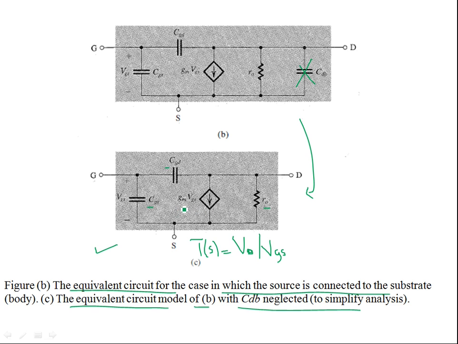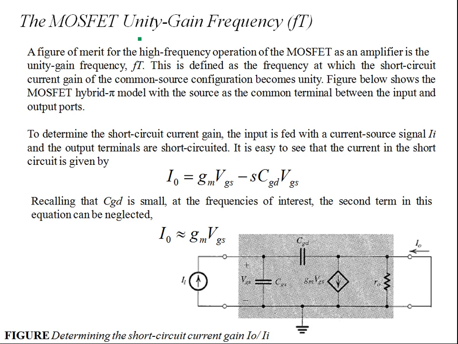And then you have to consider the transconductance gain, which is a small signal parameter, multiplied by the VGS, which is the input signal. So this circuit is quite simplified. Part C is a very simplified circuit which we can consider for the frequency response analysis. All right.